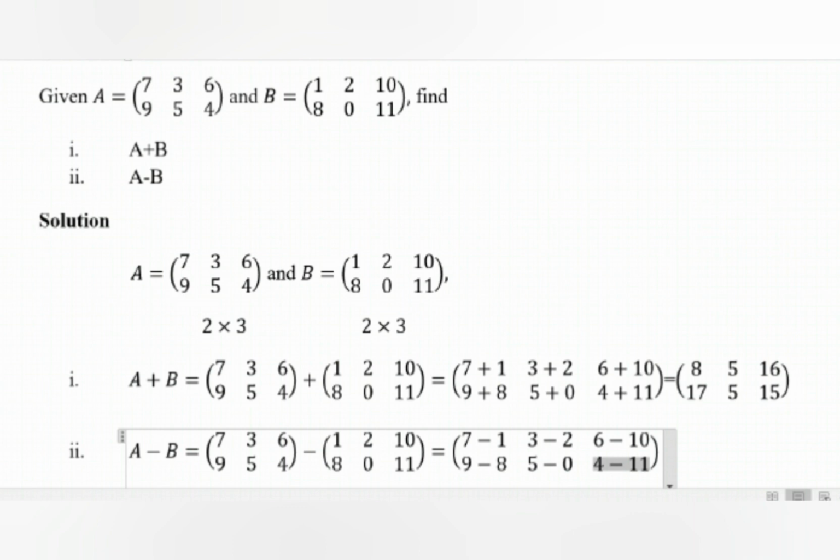So once you have done that, then we simplify the matrix to what we have here. So 7 minus 1 gives us 6, 3 minus 2 gives us 1, 6 minus 10 gives us -4, 9 minus 8 gives us 1, 5 minus 0 gives us 5, and then 4 minus 11 gives us -7.